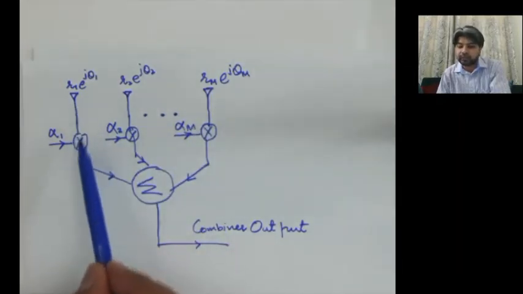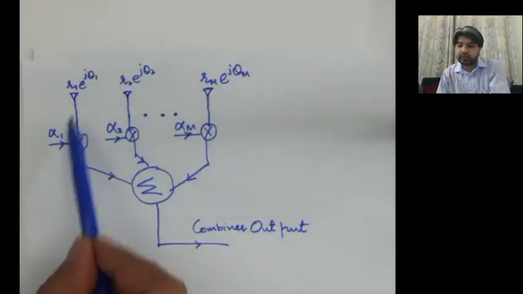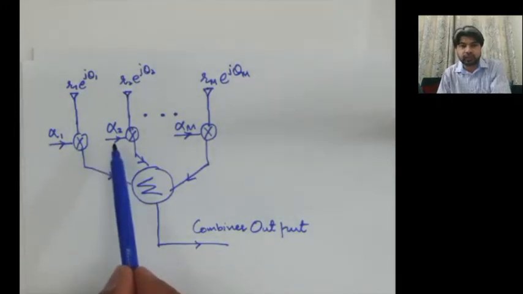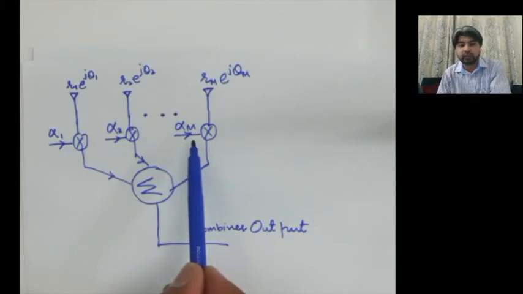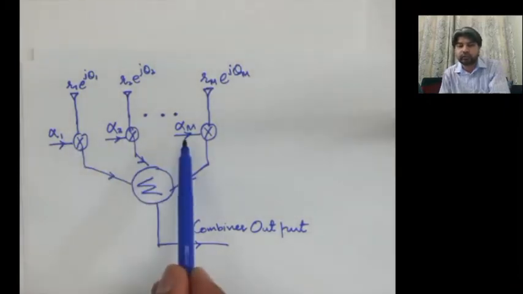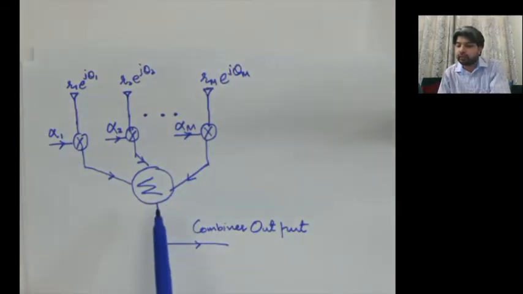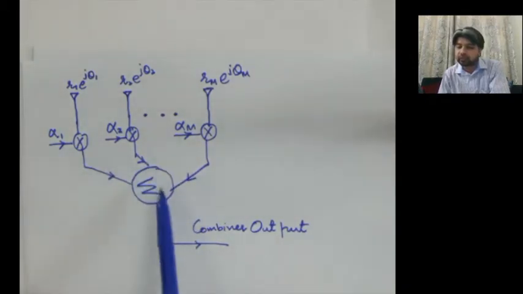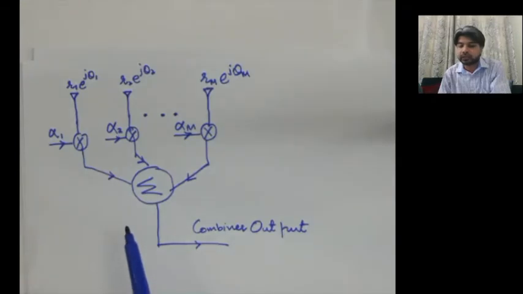Once you have the received signal, you multiply it with the gains. Alpha 1 would be the gain for branch 1, alpha 2 the gain for branch 2, alpha m the gain for branch m, and then you would sum them, so you would combine them. For example, if you have equal gain combining, then all of these gains, alpha 1 all the way to alpha m, would be equal. If you have selection combining, then you would look for one of the branches. The combiner output would only be the one branch that has the maximum signal to noise ratio.